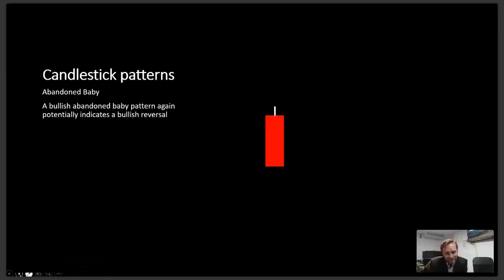And it looks a little bit like this. So you have your bearish candle, followed by your abandoned baby candle, which is then followed by a bullish candle. But what makes the abandoned baby stand out is that the body is very close together, as in the open and close of the asset is very, very tight, very small.